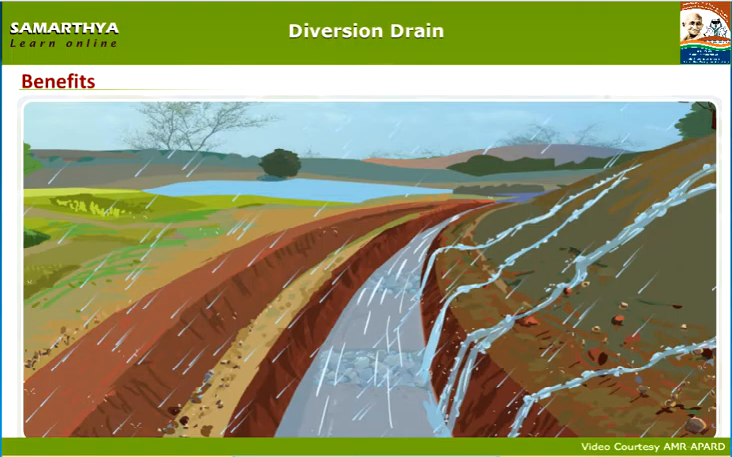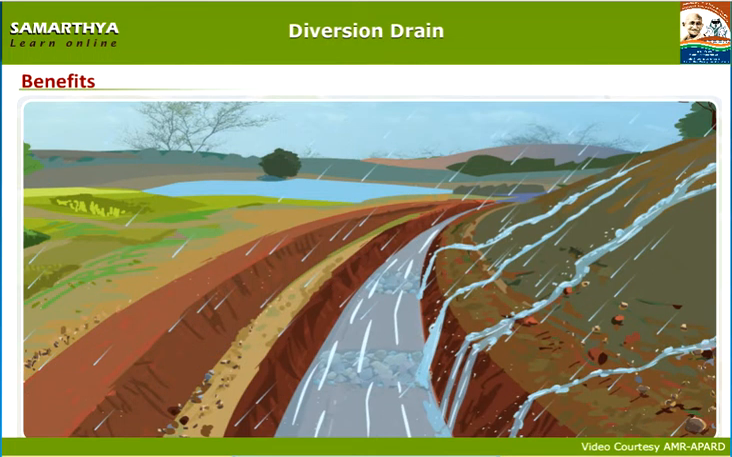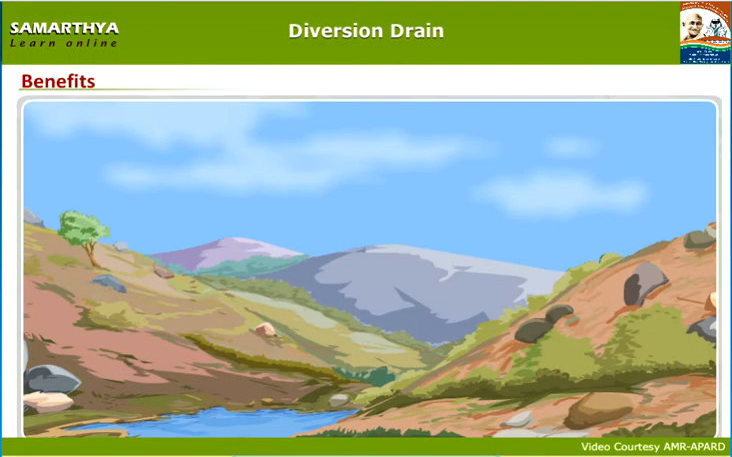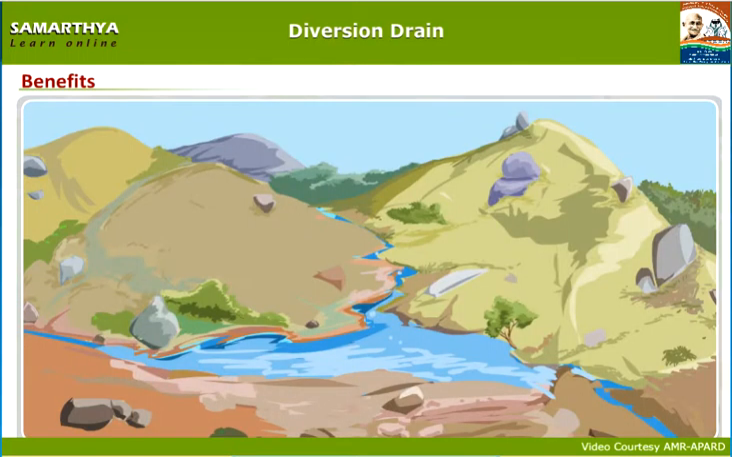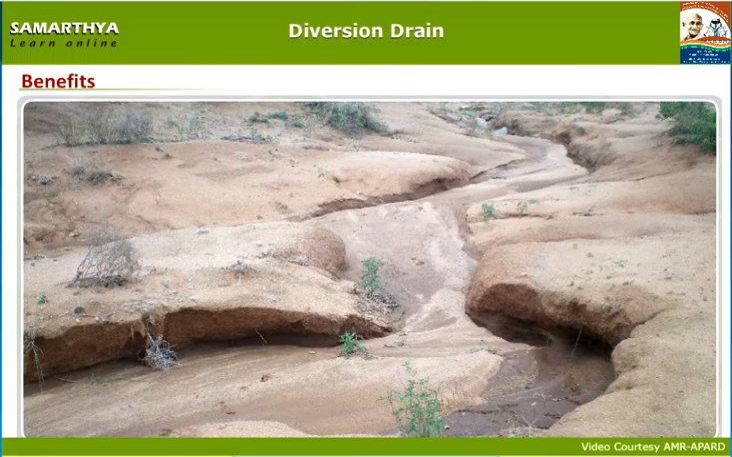Merger of the diversion canal into the natural stream results in improving the water level in the natural stream, which increases the groundwater level. Diversion canals reduce the velocity of runoff rainwater. Diversion canals divert the runoff rainwater from places where it erodes the field soil.